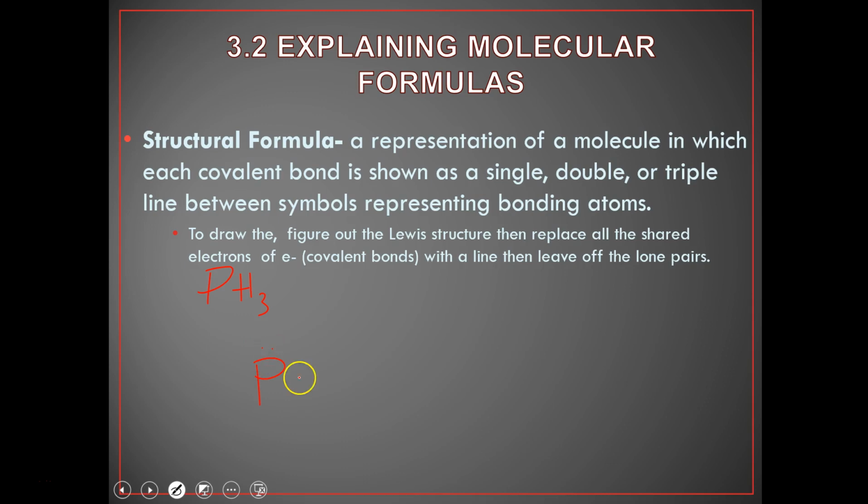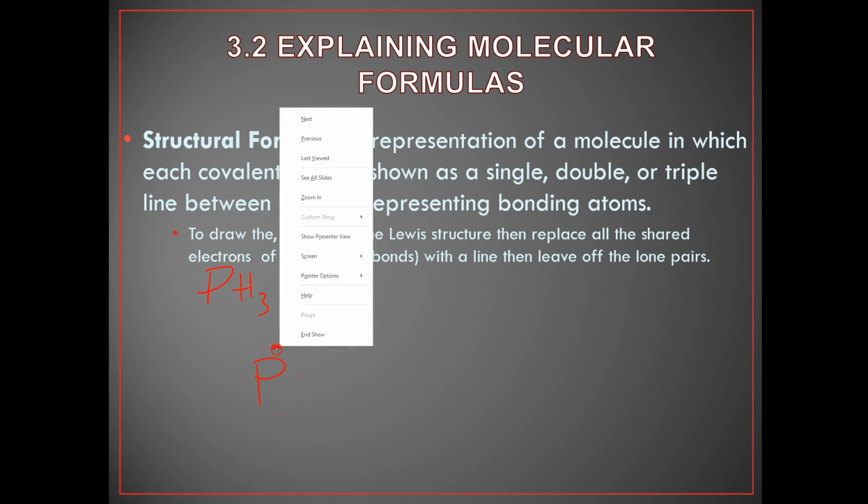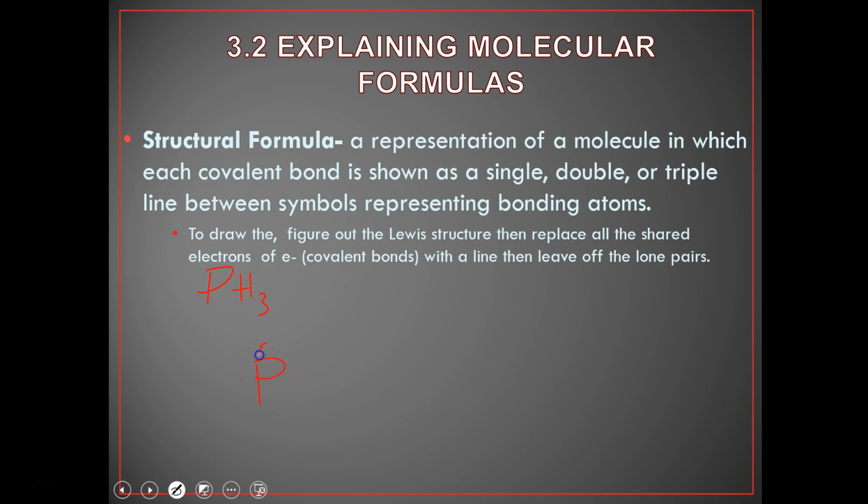1, 2, 3, 4, 5 electrons. And then I'm going to bond on my hydrogen. So I have 3 hydrogens, and the bonding capacity is 3, so I've just put them into those places. So this is my Lewis formula here.